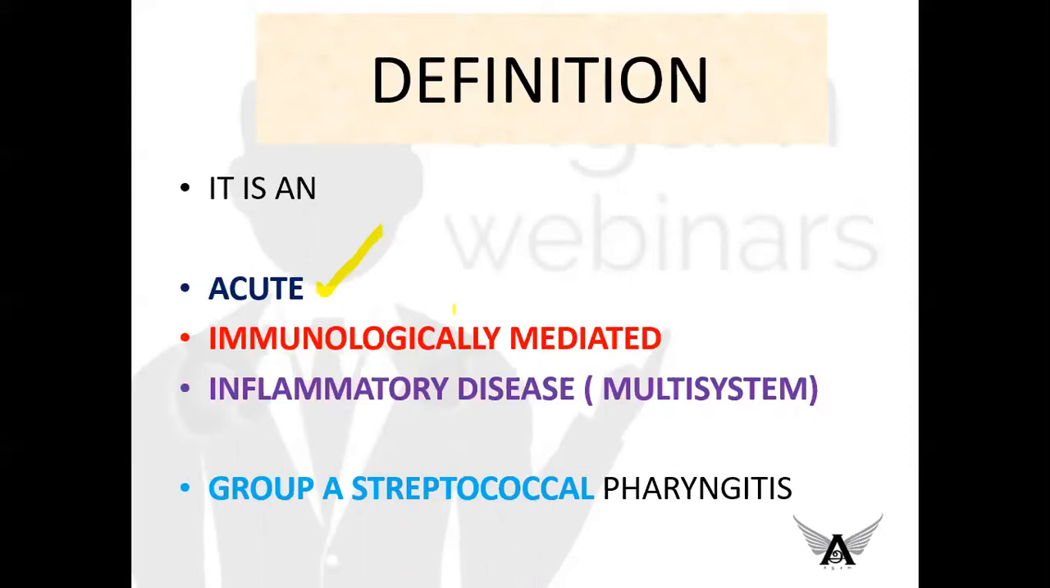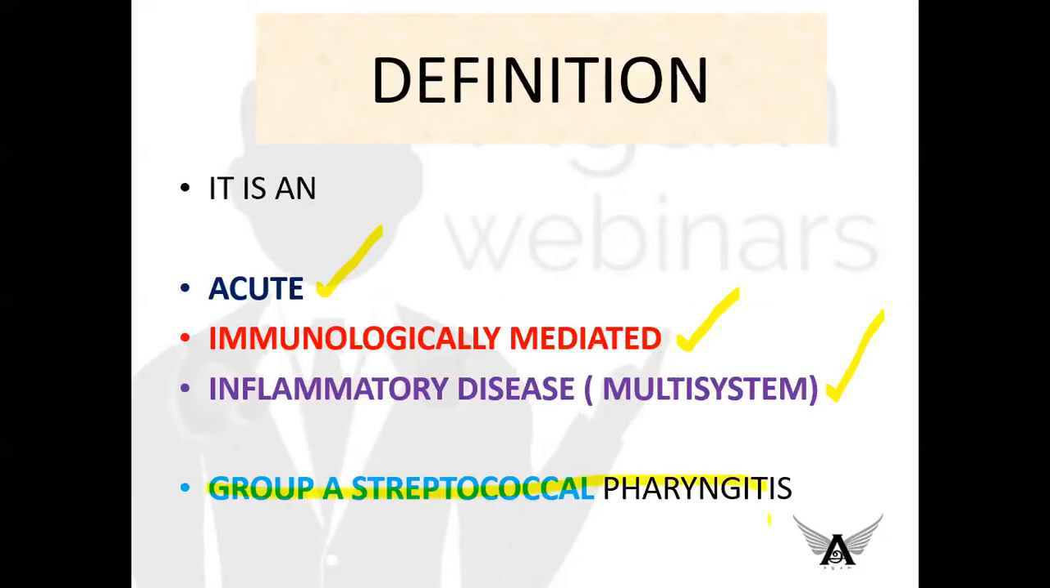Next, how it is mediated. It is going to be immunologically mediated, so there is some immunological mechanism that actually mediates this disease. What is the consequence? There is going to be a multi-system inflammatory disease. And what is the cause? Mainly group A streptococcal pharyngitis.